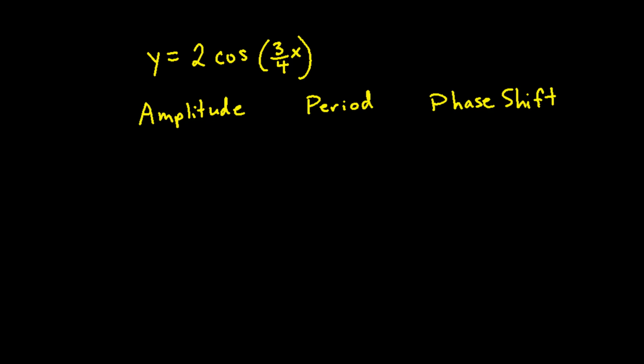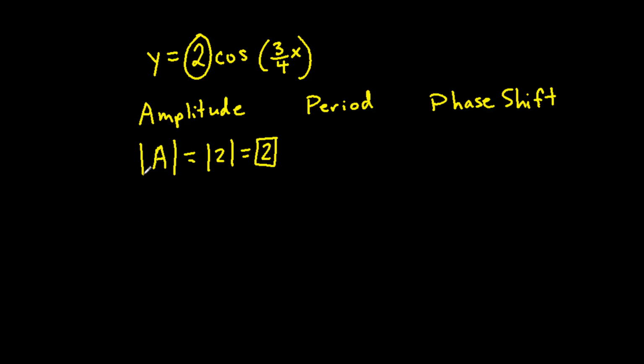This question is asking about the graph of this cosine function. They want us to find the amplitude, period, and phase shift. Recall that the amplitude is the absolute value of A, and A is the number in front of cosine or sine, in this case cosine. So it's just the absolute value of 2, which of course is 2.